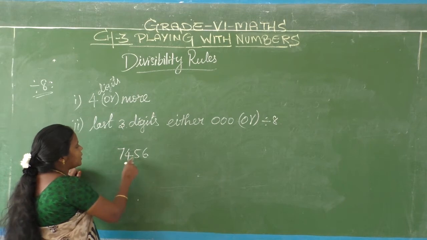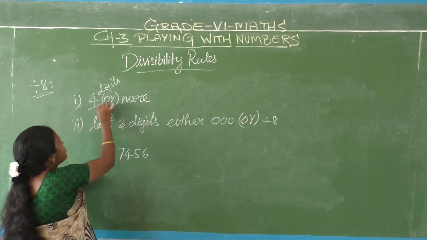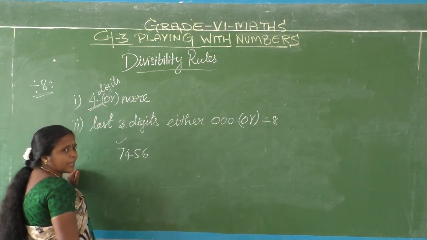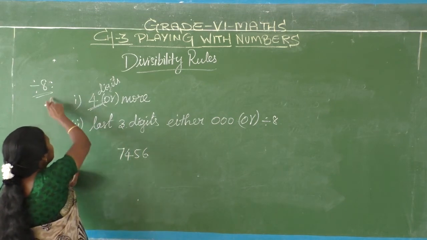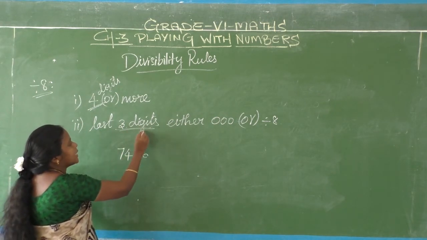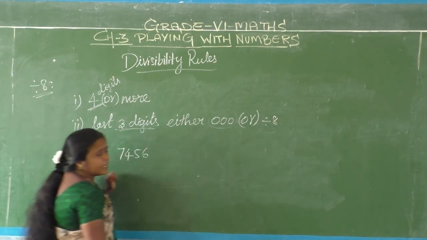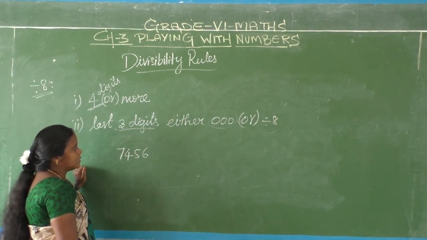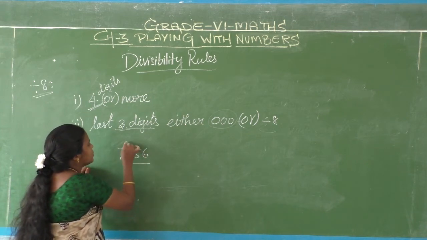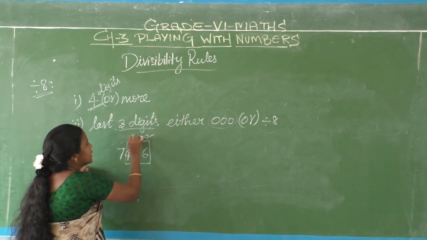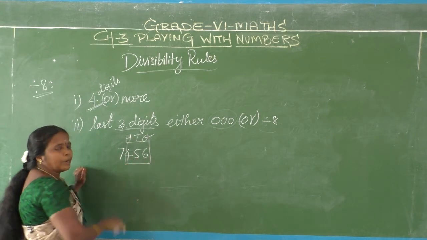I am taking 7456. 4-digit number I have taken. So 4-digit, first condition, okay. What about the second condition of this rule? Last 3 digits are either 000 or divisible by 8. That means multiples of 8. So last 3 digits means ones, tens, hundreds. Together you have to take.